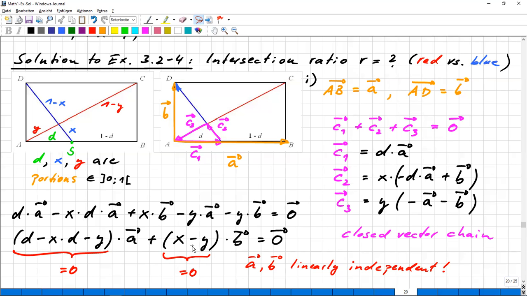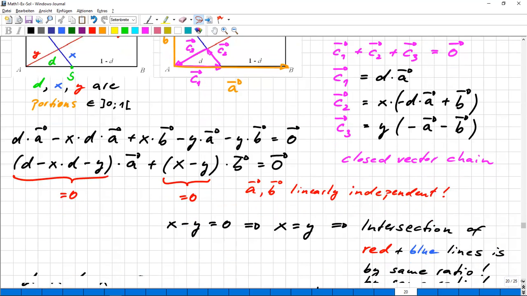So this is quite a special topic, but I think it's highly interesting. You agree with me that these two factors must be zero? So now, look here. This one is simpler, so I start with this. It means that x minus y is equal to zero. And in the end, it means x is exactly equal to y. And this is what we wanted to show.